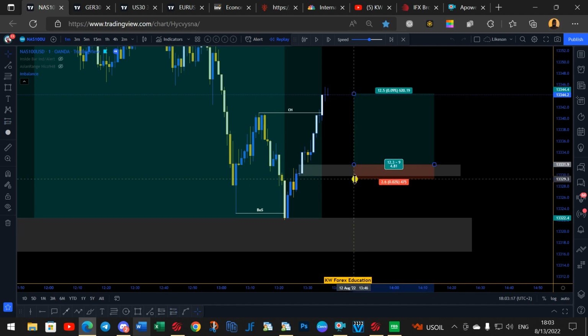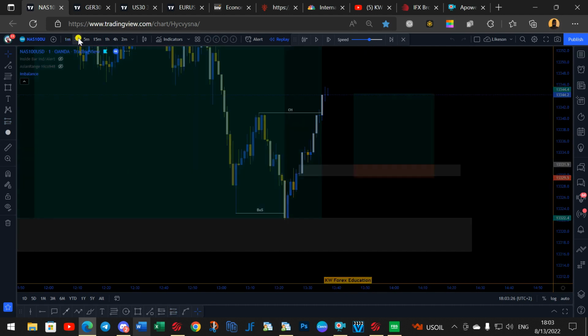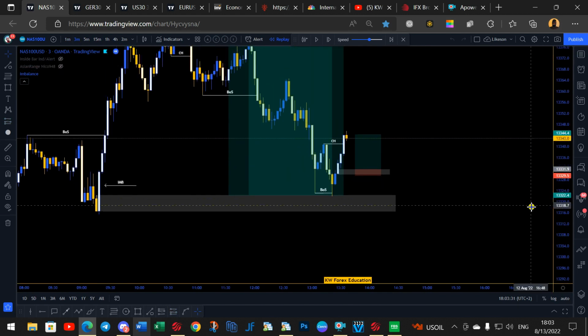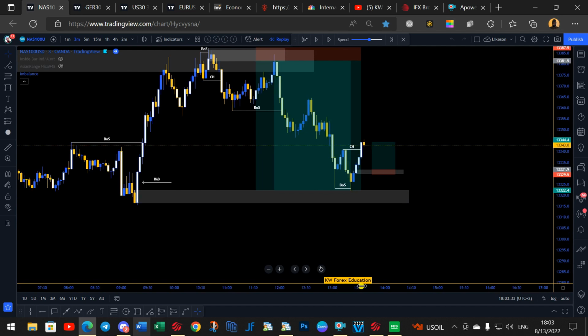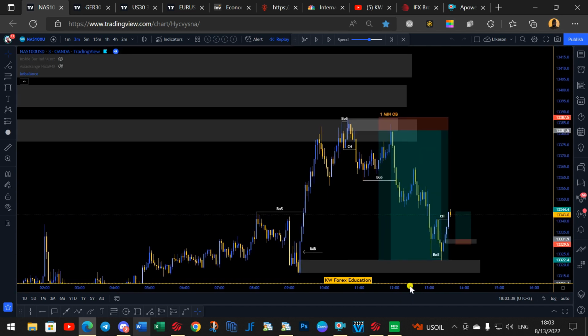our stop loss will just be below there. So when we're buying from here, we go back on 3 minutes to determine where our target should be, right?